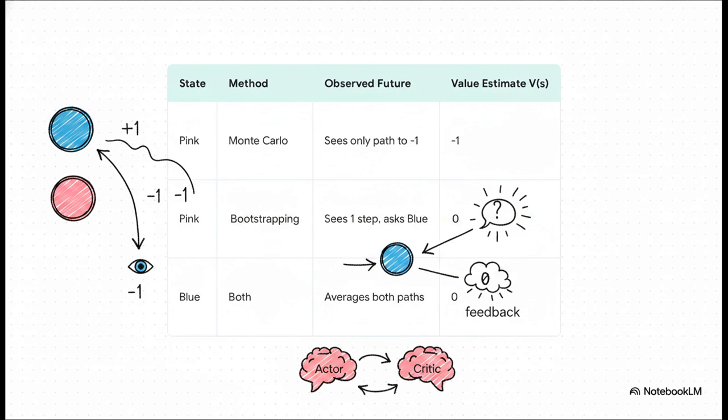And this example is just perfect for showing you why this matters so much. First, look at the blue state. From there, the agent has seen paths that end in both a +1 and a -1 reward. So both methods average that out and correctly figure out its value is 0. No problem. But now look at the pink state. Let's say, just by chance, the only time we've been there, we took a path that led to a -1. Monte Carlo only sees that one history, so it thinks the pink state is terrible. But bootstrapping is smarter. It takes one step, lands in the blue state, and asks, hey, what's your value? The blue state says, I'm a 0. So bootstrapping updates the pink state's value to be 0. It's effectively sharing information from that other path, leading to a way better and faster estimate.